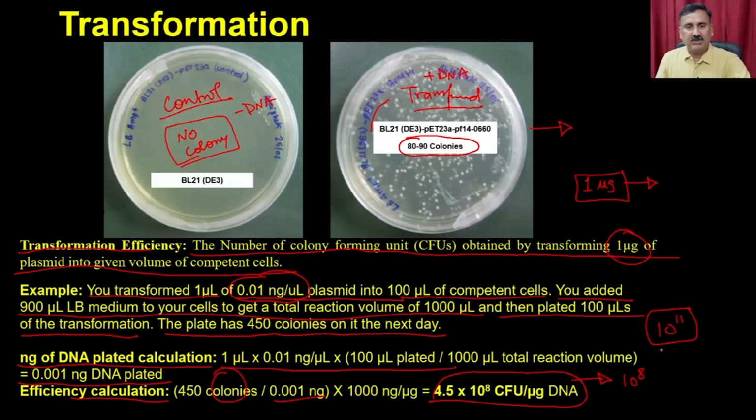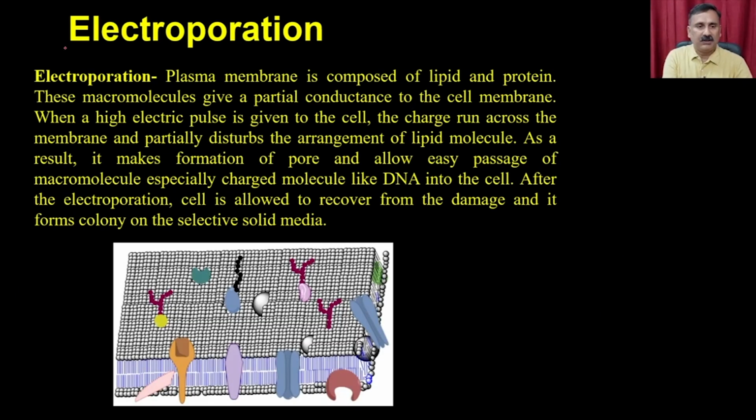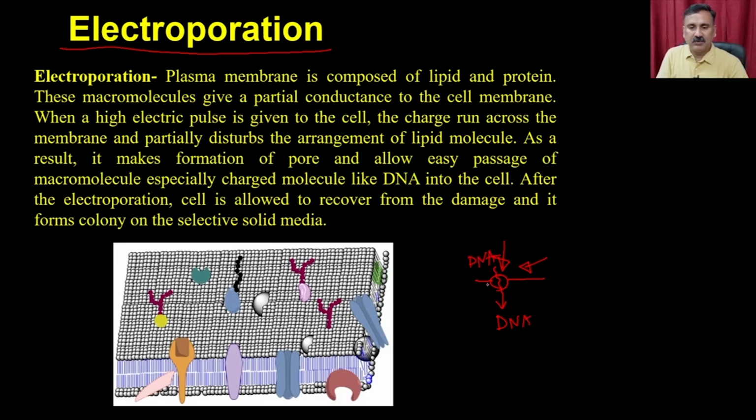Apart from transformation by the chemical method, you can also do electroporation. Electroporation is a method where you use electrical pulses on the cells. When you apply the electrical pulses, you make holes in the plasma membrane, and since the DNA is already outside, it enters into the cell. After that, you add chilled media, which reseals the pores, and that's how the DNA is taken up.